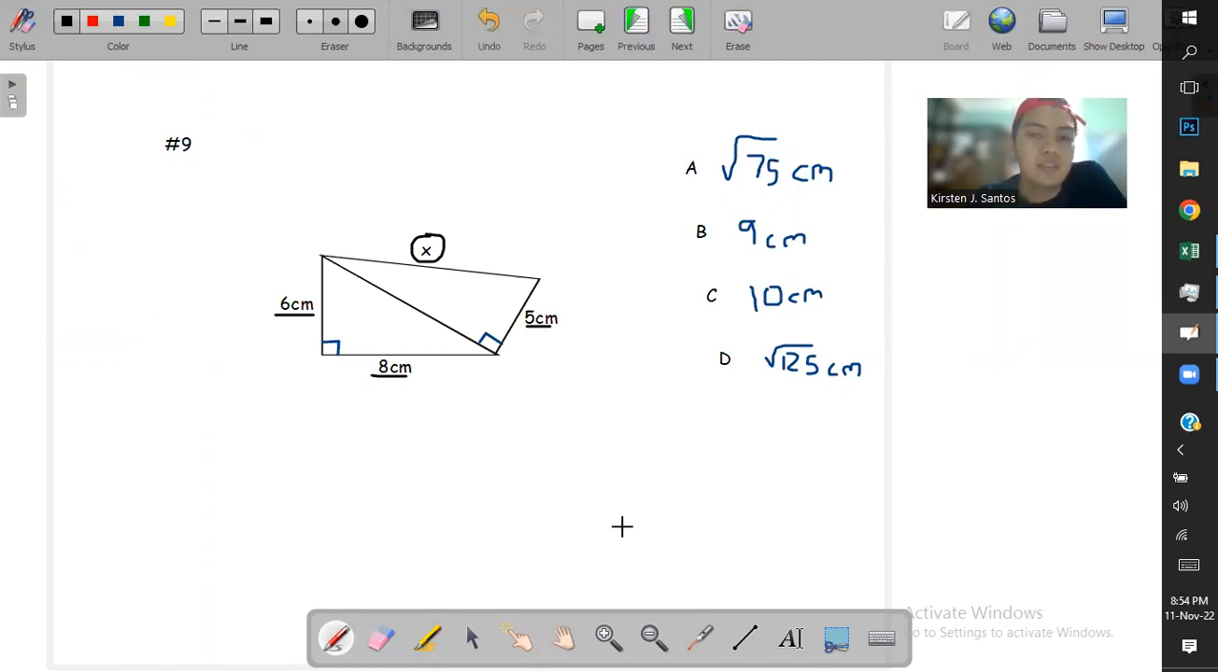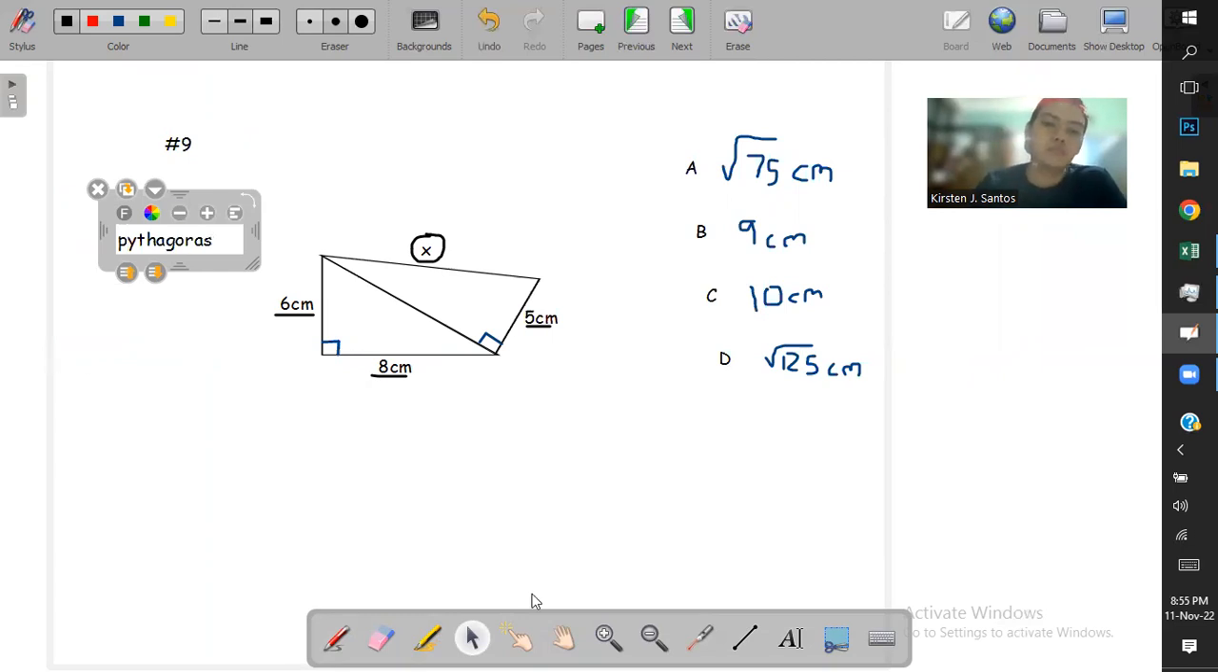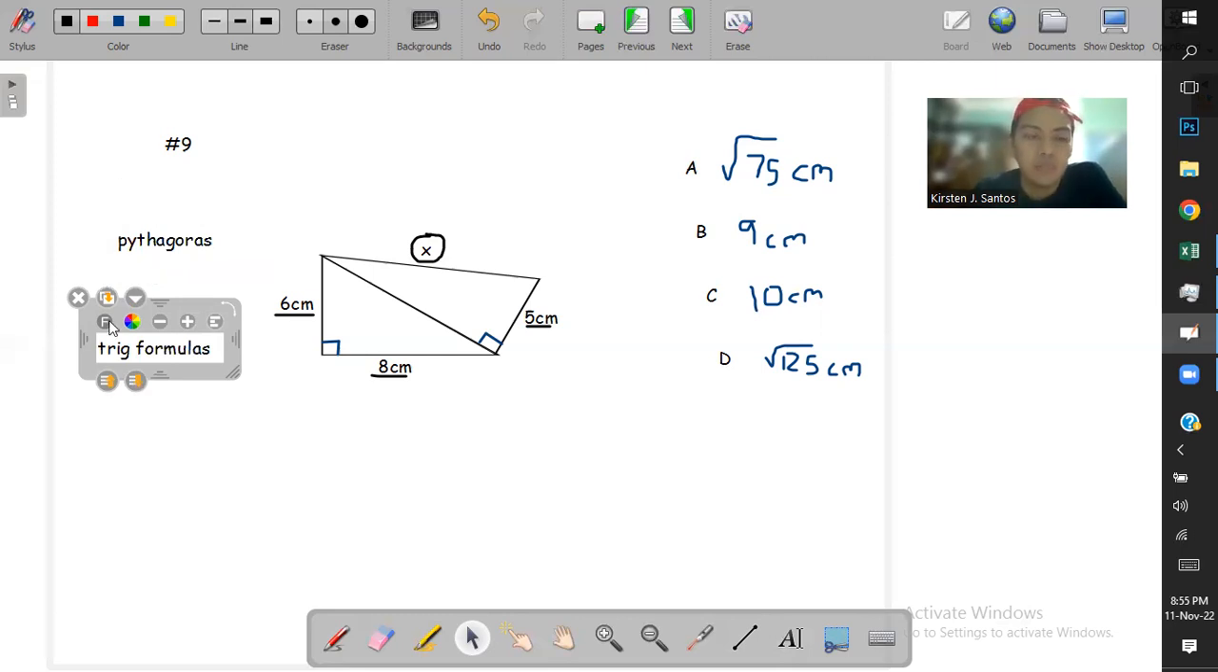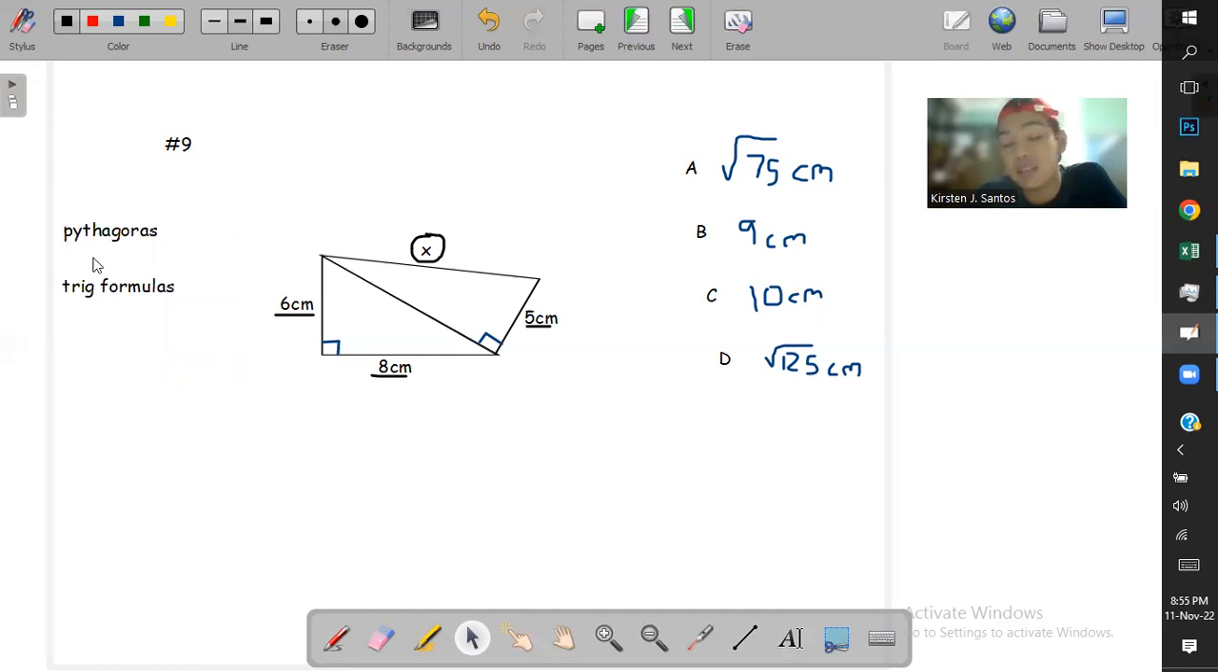Remember, we have two things that can help you do this. We can use Pythagoras, and we can also use trig functions or trig formulas. If we wanted to use the trigonometric formulas, we need angles. But for this question, we only have sides.